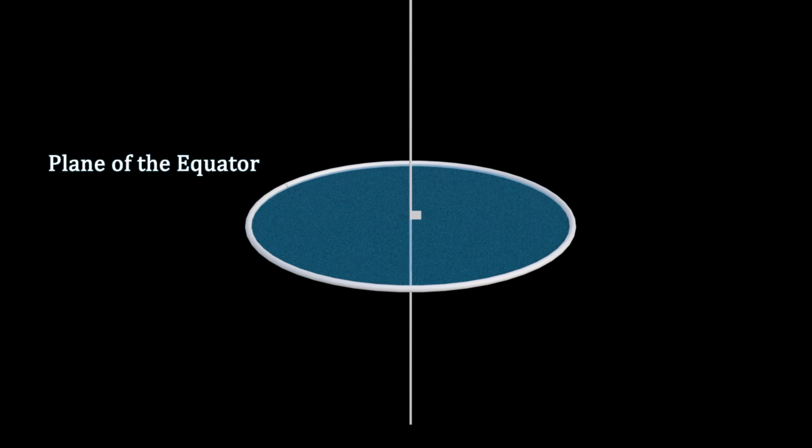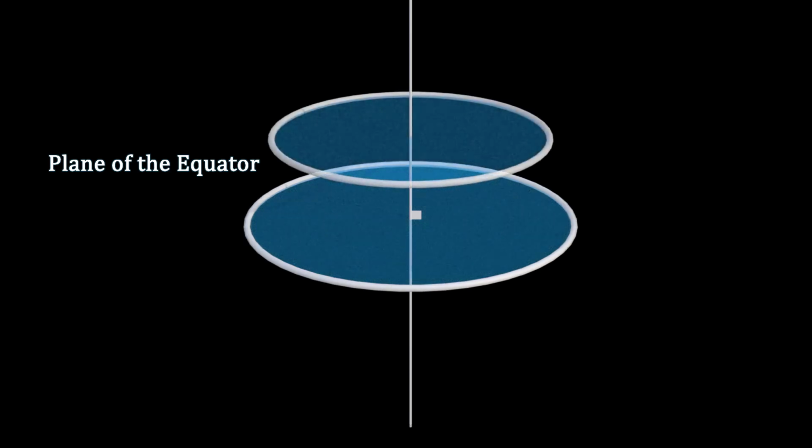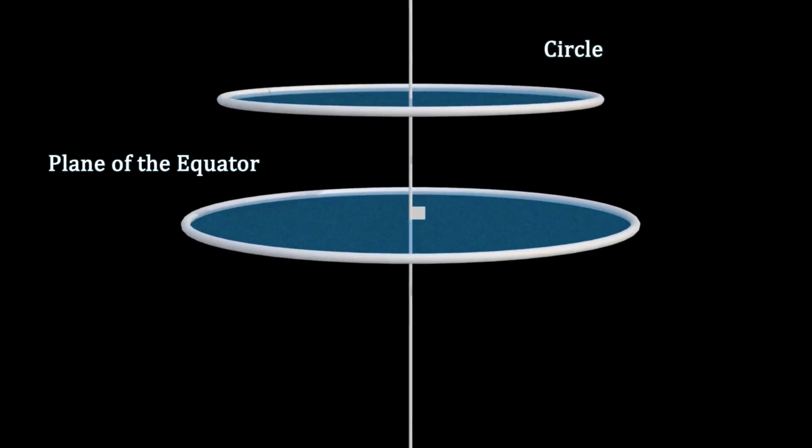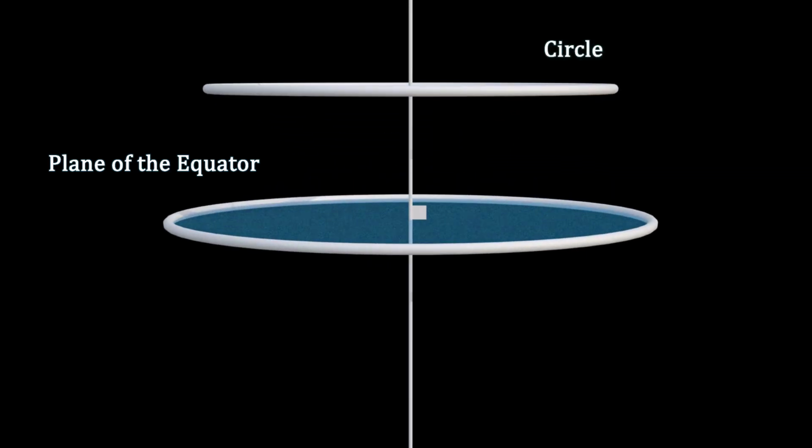If we take the plane of the equator as a reference, then the position of a circle on the surface of the Earth can be identified by an angle beta called the latitude. The latitude angle beta is defined as the angle between the plane of the equator and a line from the center C of the Earth to the circle.